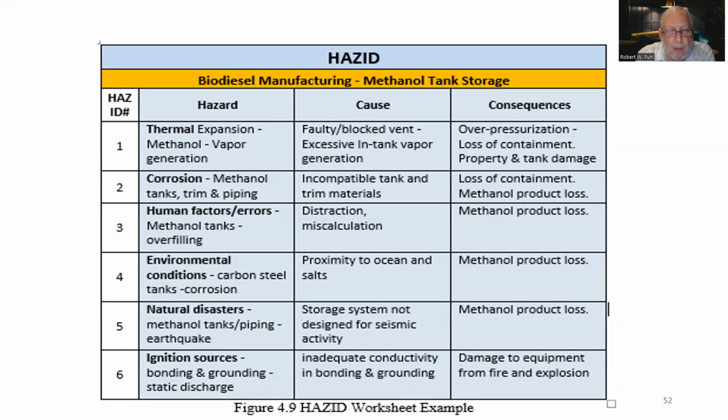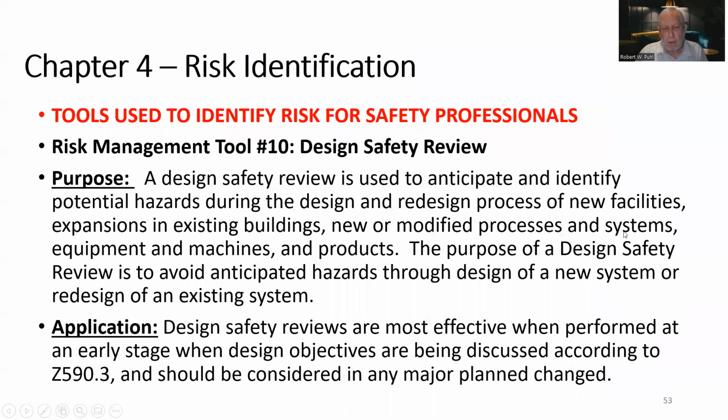Human factors, errors, methanol tanks overfilling. Cause: distraction, miscalculation. Consequence: methanol product loss. Environmental conditions, carbon steel tank corrosion. Cause: proximity to ocean and salts, again product loss. Natural disasters, methanol tanks and piping, earthquake. Storage system not designed for seismic activity, going to have product loss. Ignition sources, bonding and grounding, static discharge. Inadequate conductivity in bonding and grounding, damage to equipment from fire and explosion. Serious damage going on there.